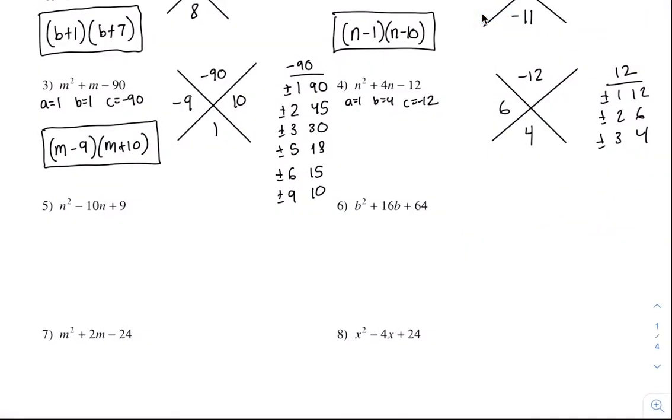Okay, sorry about that. So again, a is equal to 1, b is equal to 4, c is equal to negative 12. So we got negative 12 up top, 4 on the bottom. Two things that multiply to negative 12, but when added give you 4. That is 6 and negative 2. So 6 and negative 2.